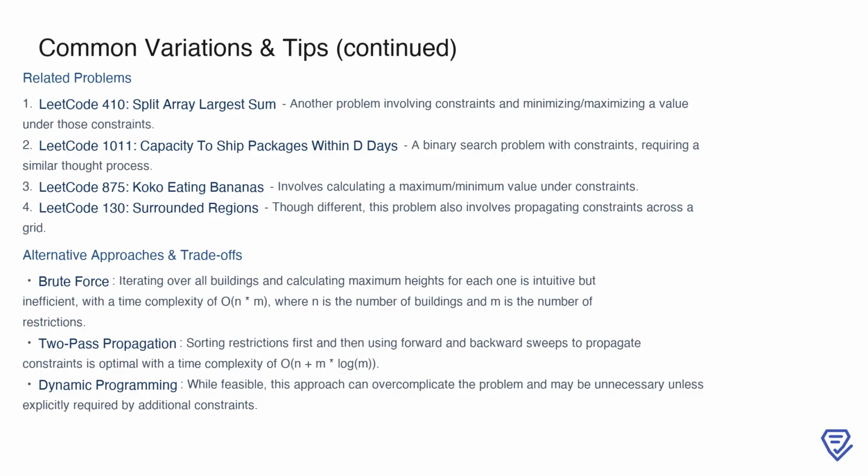When considering alternative approaches, brute force is one option, but it's quite inefficient. Iterating over all buildings and calculating maximum heights for each one results in a time complexity of n*m, where n is the number of buildings and m is the number of restrictions. A better approach is the two-pass propagation method, where you first sort the restrictions and then process constraints in forward and backward sweeps. This reduces the complexity to O(n + m log m), making it optimal. Dynamic programming is another option, but it can unnecessarily complicate the solution unless additional constraints make it essential.